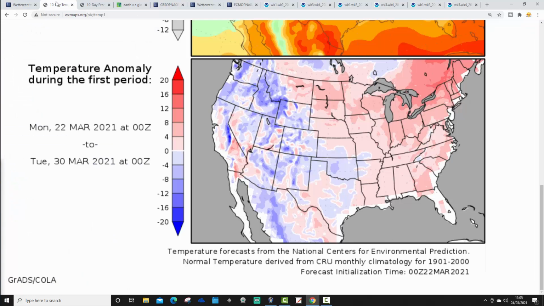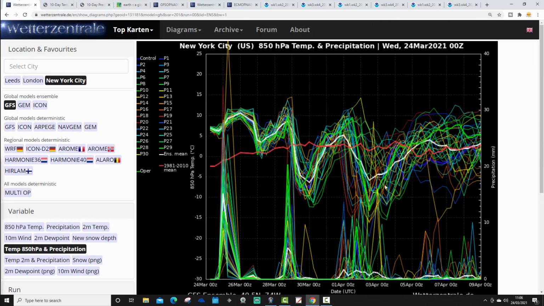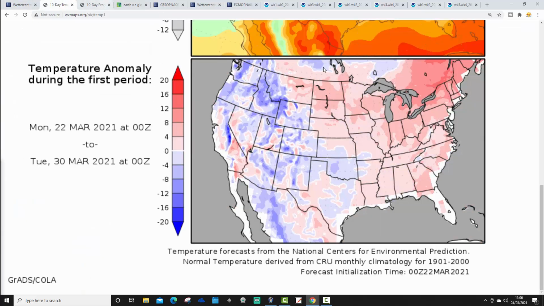Temperature anomalies in the United States look like that. East-west split, really. So it's colder than average across the western part of America in the week ahead from the 22nd to 30th of March. Below average temperatures on the western side of America, but mild above average temperatures for the eastern side of America. So despite those colder plunges that occur next week, actually the temperature anomaly overall for the coming week is milder than average in the east and in the north.